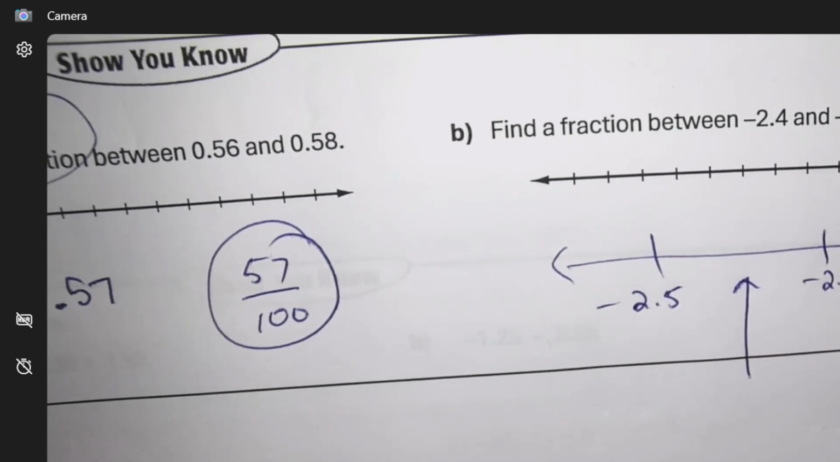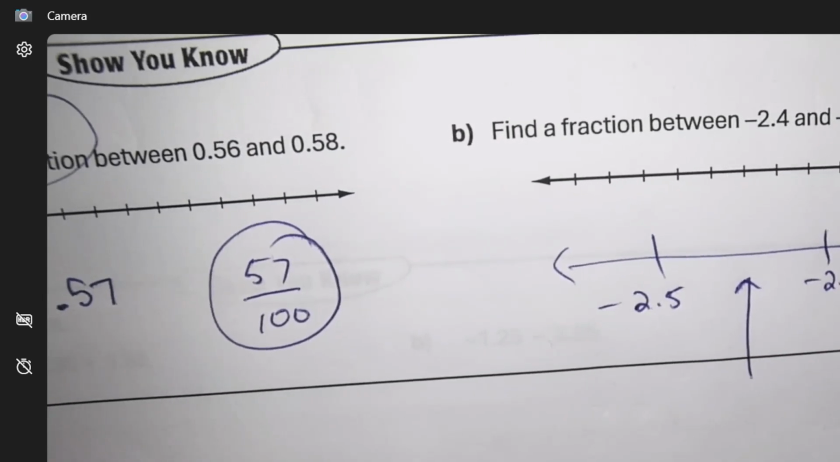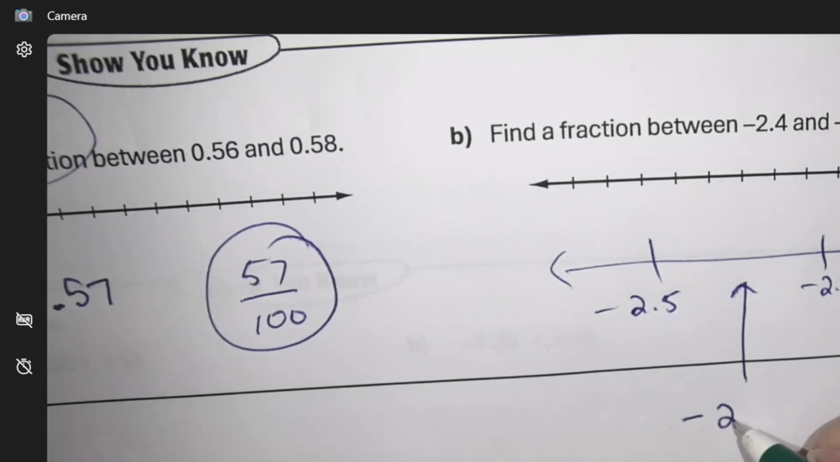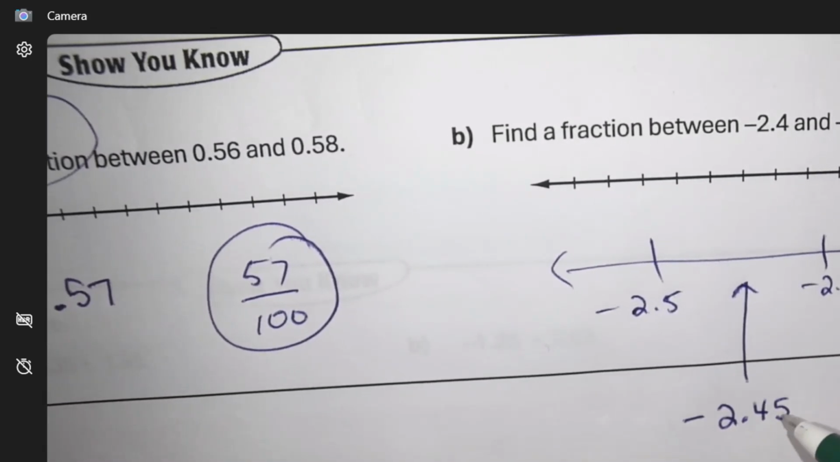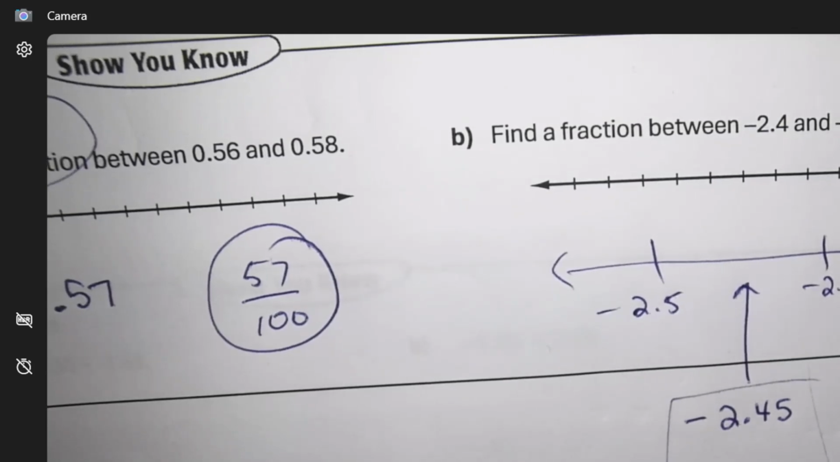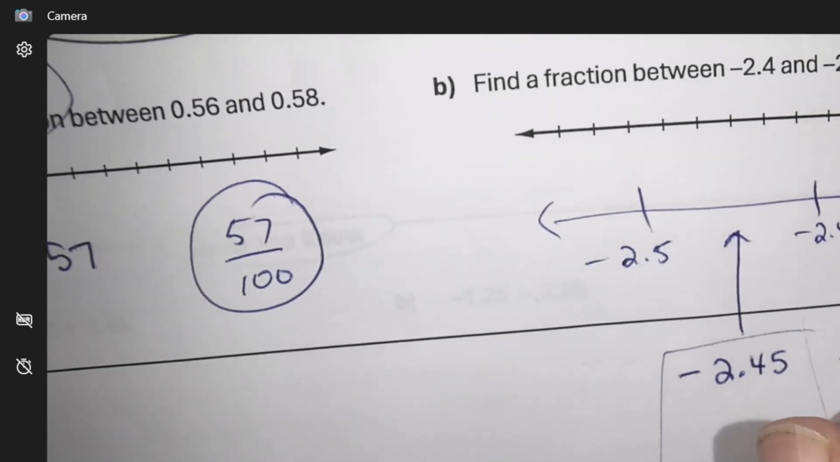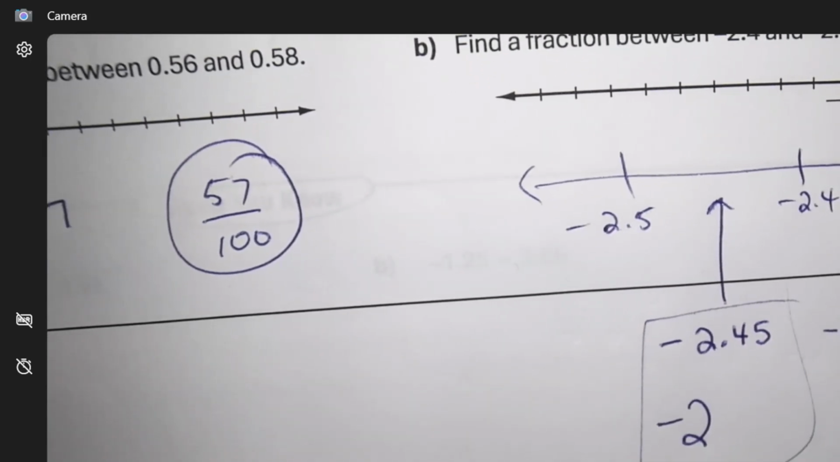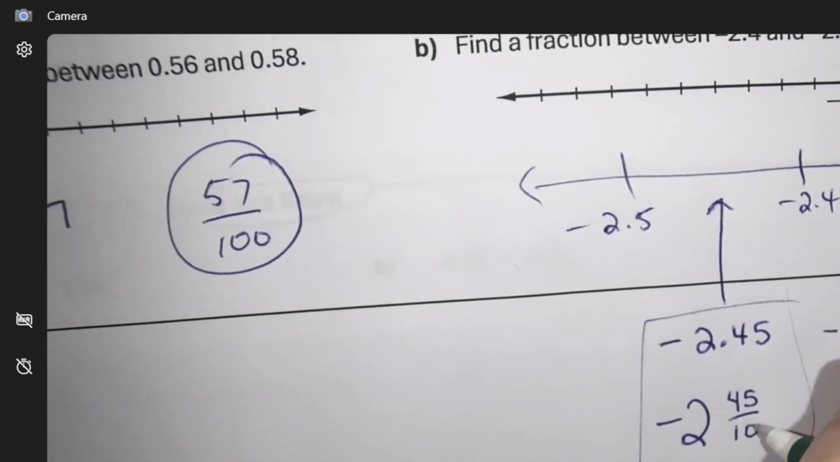Can anybody think of something as a decimal that would go between that? What do you think of, Dom? Negative 2.45. Or you could do something like negative 2.47 or anything that has a 4 something. Okay, so if we picked that, it'd be negative 2 and a fraction of 45 over 100.